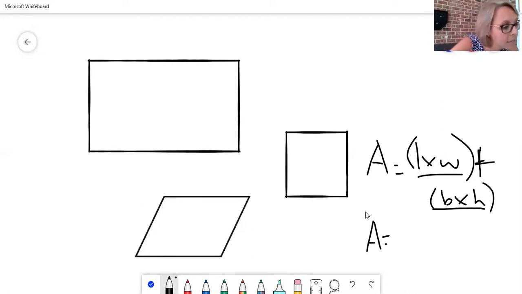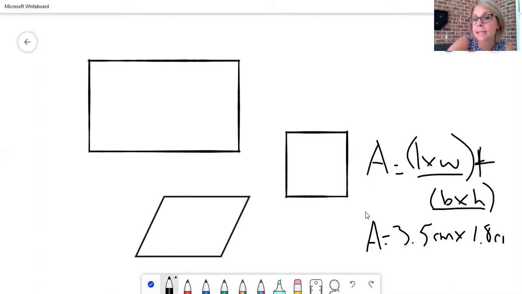The rectangle is 3.5 is my length, centimeters, times 1.8 centimeters, okay? And because I am taking 2 units and multiplying them together, centimeters and centimeters, that's where you would come up with the square, the 2, okay? So you may use your calculator and plug it in, 3.5 and 1.8, and it should come out to be 6.3, okay?